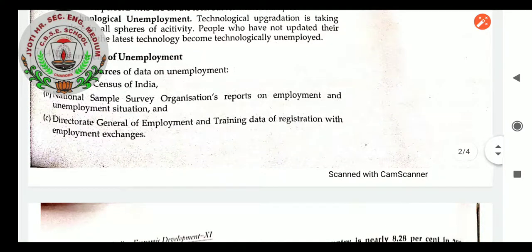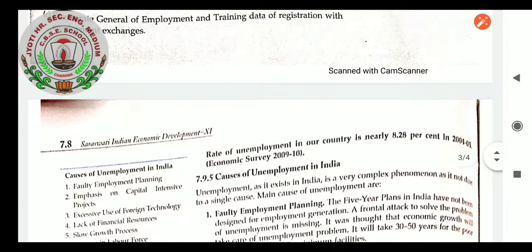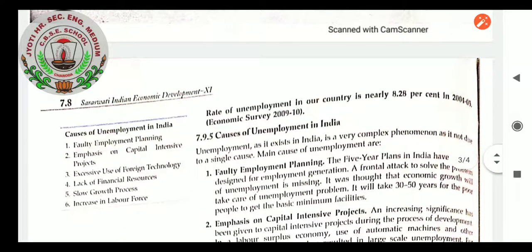So we have to measure what the rate of unemployment is, and whether it is increasing or decreasing. As per the population, definitely it will not be reducing by itself, but the government and other institutions are trying their level best to reduce the problem of unemployment in our country. The rate of unemployment in our country was nearly 8.28% in 2004-05, according to the Economic Survey 2009-10.